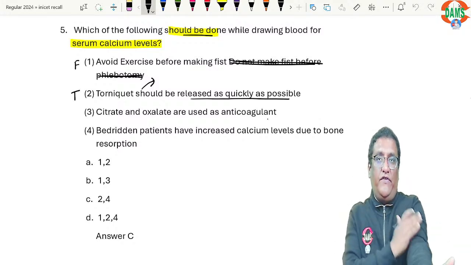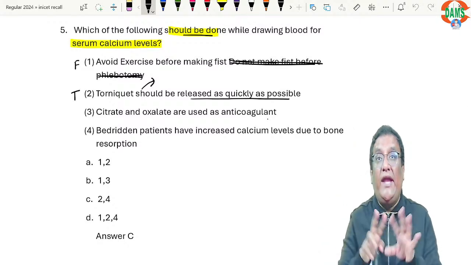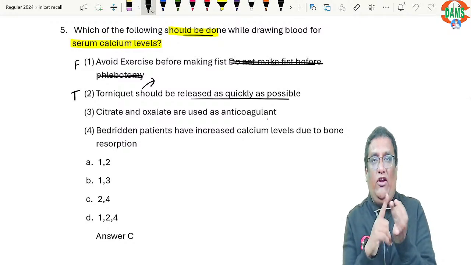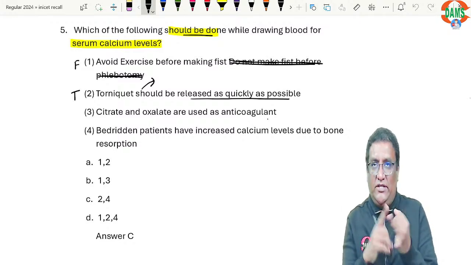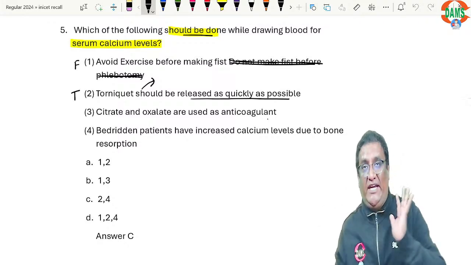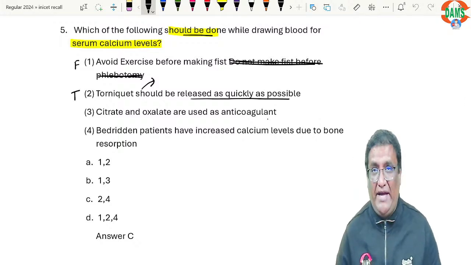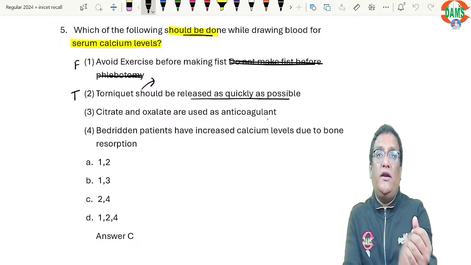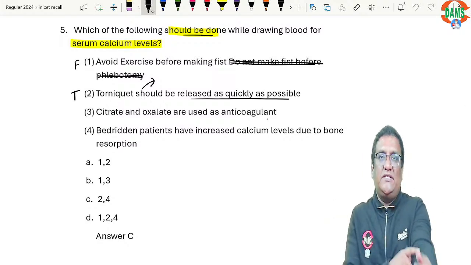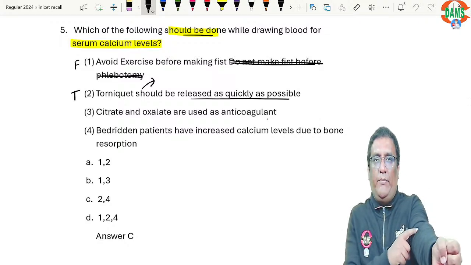How do you take it? First, what do you do? Match the patient details. Two independent parameters should be matched, usually name and date of birth, or name and age. Two different parameters should be matched. Do not match first name and second name. Once we match, then what? Try to identify the site, commonly the antecubital fossa. First palpate there. Make a fist and try to palpate the vein.